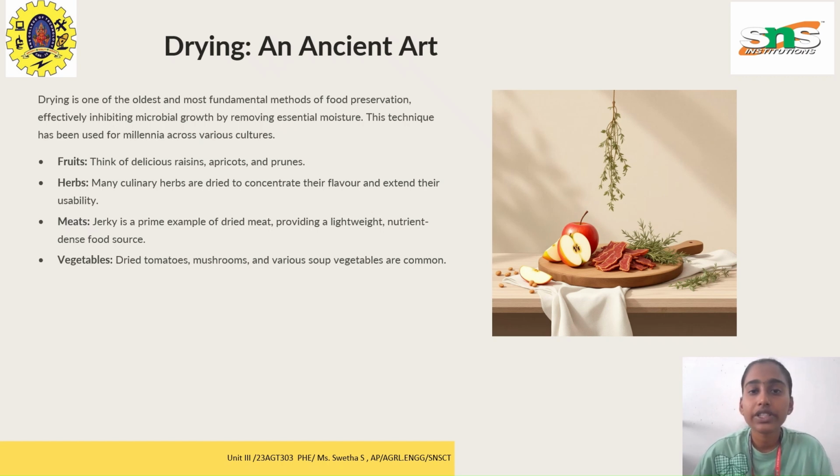Here I give some examples: fruits, herbs, meats, and vegetables. In fruits, think of delicious raisins, apricots and prunes, and other fruits are also commonly dried. Herbs like culinary herbs are dried to concentrate their flavor and extend their usability. Meats like jerky are a prime example of dried meat, providing a lightweight, nutrient-dense food source. In vegetables, we generally use dried tomatoes, mushrooms, and various soup vegetables.